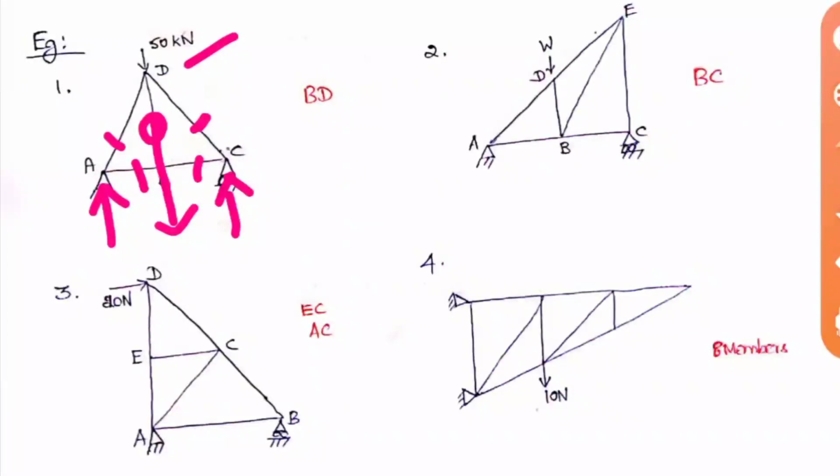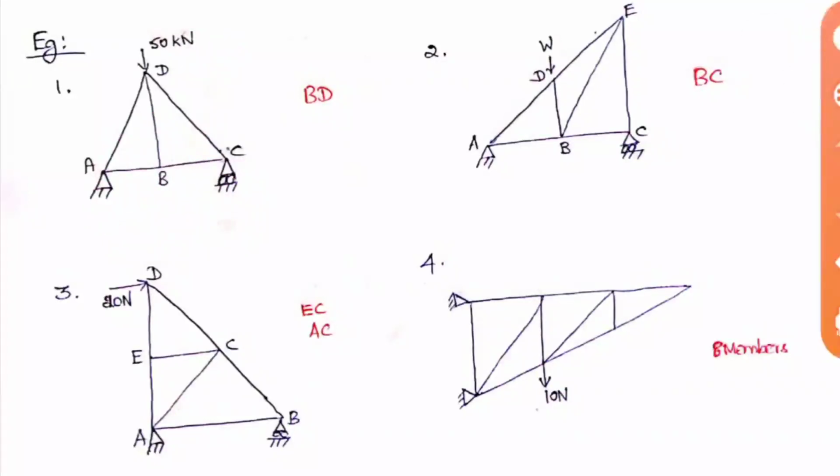Okay, so always check correctly where the load is acting, that is, where the external load is acting. So in this case the BD member will be zero. So let us go to the next example. So here also two supports are given. So here one reaction, here one reaction. So as we saw before, these two members will become non-zero members.